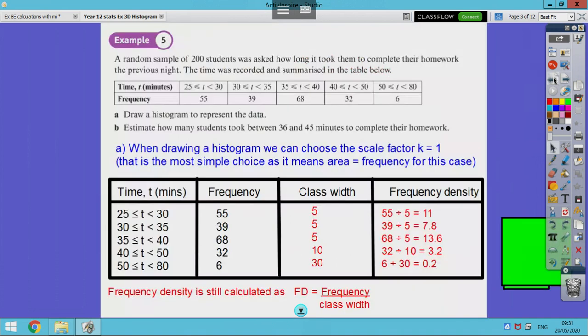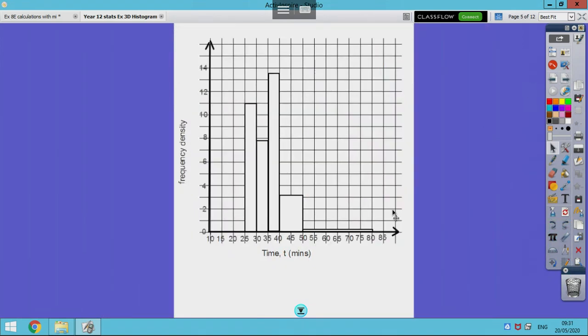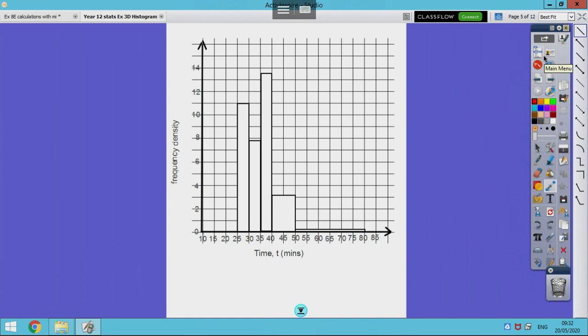So the next part of the question asked us to estimate how many students took between 36 and 45 minutes to complete their homework. As k is equal to 1, all we need to do is find the area of that section of the histogram, and then that will give us the frequency. That's a really nice thing. We don't have to multiply it by any scaling factor here because we've chosen k to equal 1. So here is the histogram that we just drew. So what we're going to look at is, where is it?